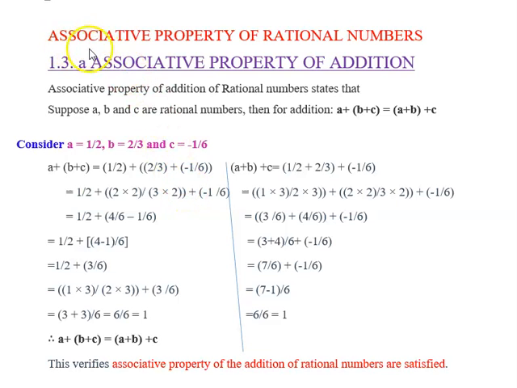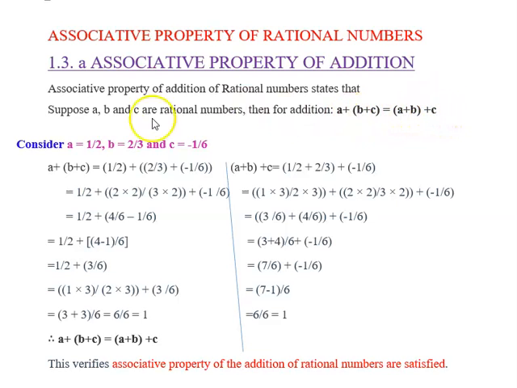In this video, we are going to see the associative property of rational numbers. The first associative property is the associative property of addition. It states that suppose A, B and C are rational numbers, then for addition, (A + B) + C is equal to A + (B + C).